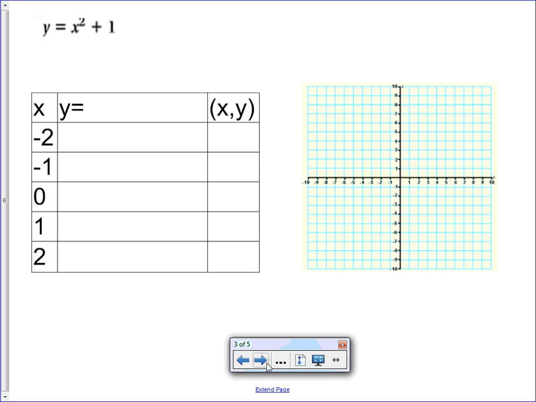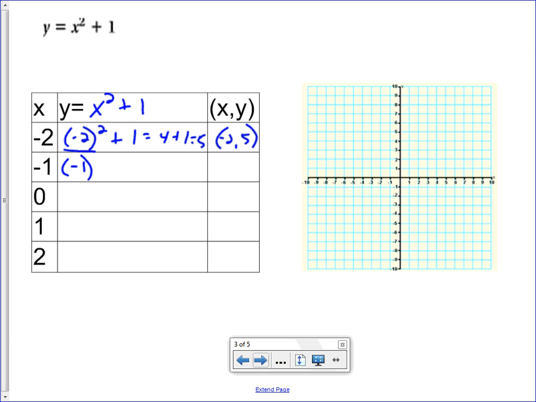Okay, second one. If I had this equation, y equals x squared plus 1. So x squared plus 1. So I'm going to have a -2 squared plus 1. Well, a -2 squared is a +4. Plus 1 gives me 5. So my ordered pair would be a -2, 5. Next one, if I take a -1 and I square it, I would get a 1. Plus the 1 is going to give me a 2. So my ordered pair would be a -1, 2.